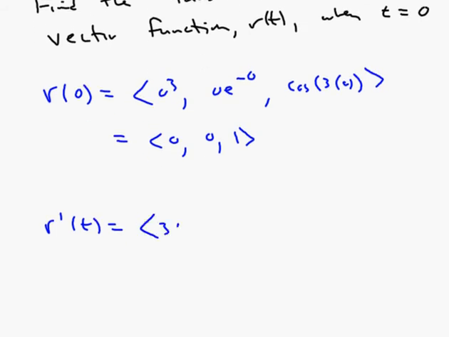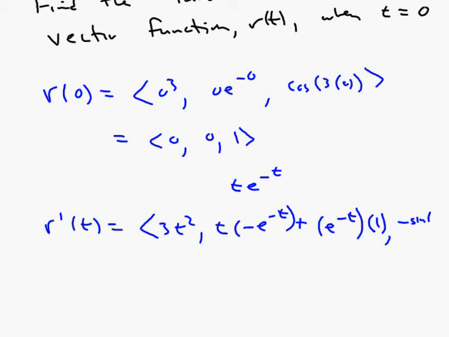We can then go find r prime of t, the derivative of this thing. Well, that's going to be 3t squared. And you got to be careful with that second function. The second function was t e to the negative t. To get that derivative correctly, you need to use the product rule. So it's going to be first times derivative of second, which would be negative e to the negative t, plus second e to the negative t, derivative of first is going to be 1. That takes care of the second component. And then lastly, the derivative of cosine of 3t is negative sine of 3t times 3 from chain rule. All right, so there you go.